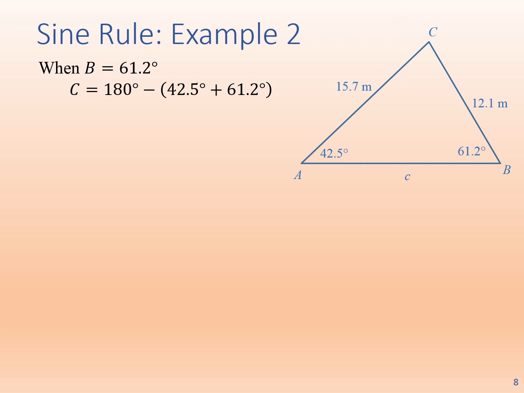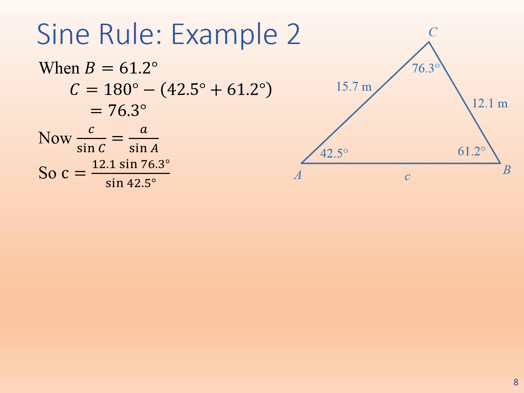So we can simply subtract the sum of those two known angles from 180 to get our angle of 76.3 degrees for C. We now can use the sine rule to find the unknown side length c, and we substitute all the values in now that we've got, including that angle C that we've just calculated, and we'll get 17.4 meters. That is, the base of that triangle there is 17.4 meters.